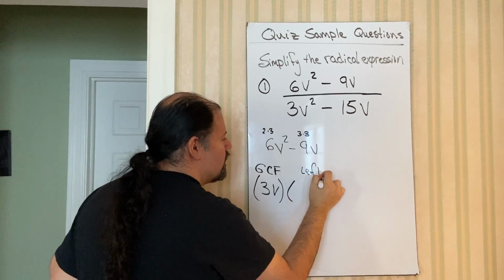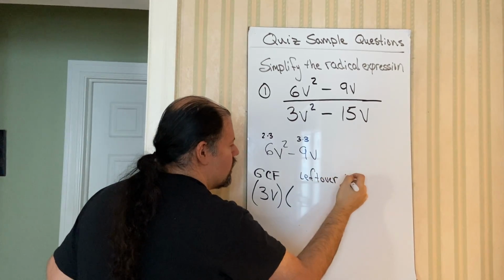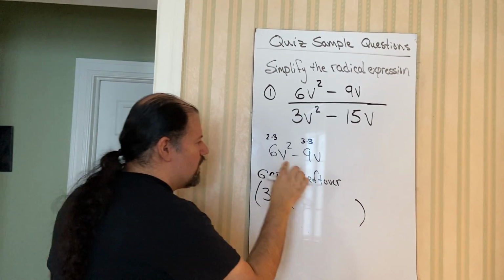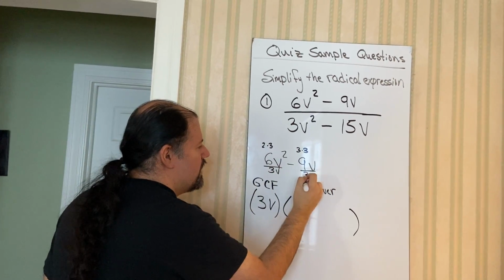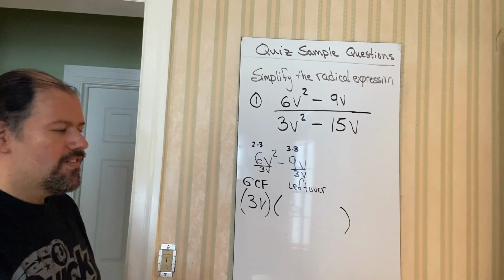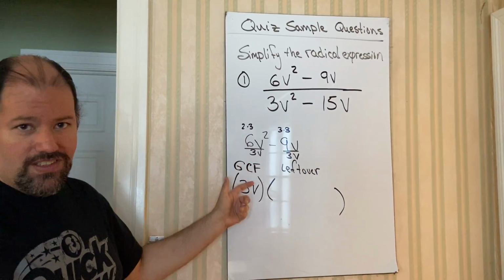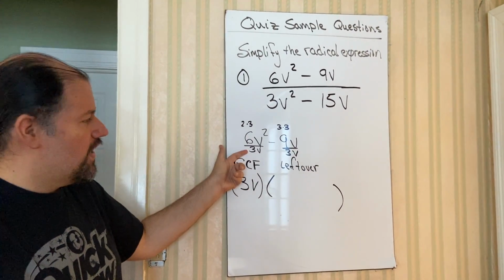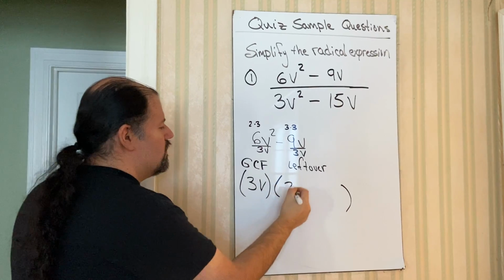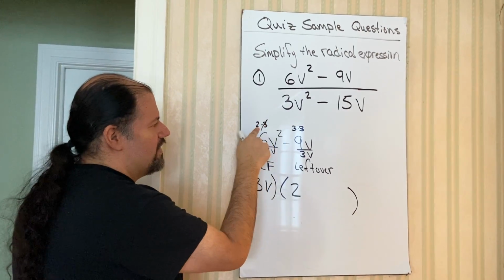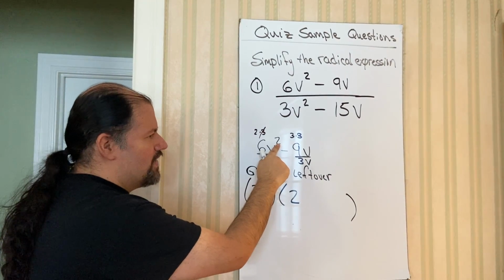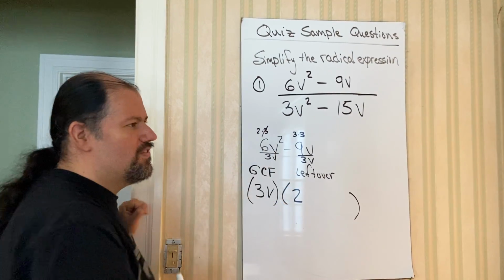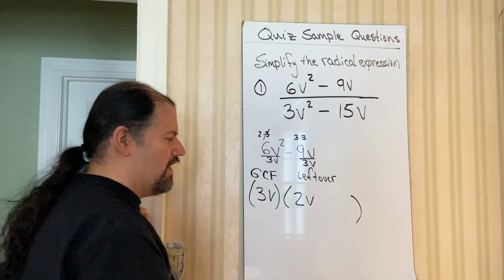So let's see what we have left over. If I take out a 3v out of this term and a 3v out of this term, remember we just divide by our GCF to see what's left over. 6 divided by 3, you know that's 2. Remember, if the 3 comes out, 2 is still left. And remember, I have v squared, that means 2 v's. If I only take out 1 v, I'm left with 1 v left.